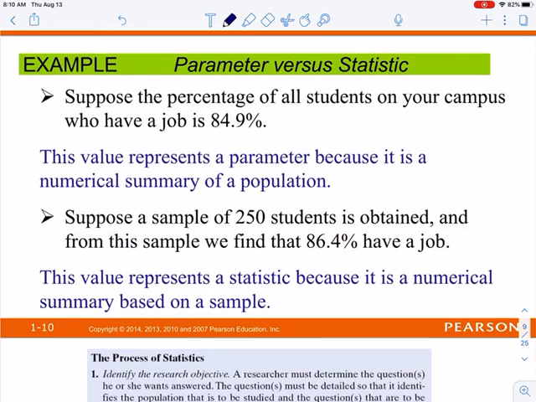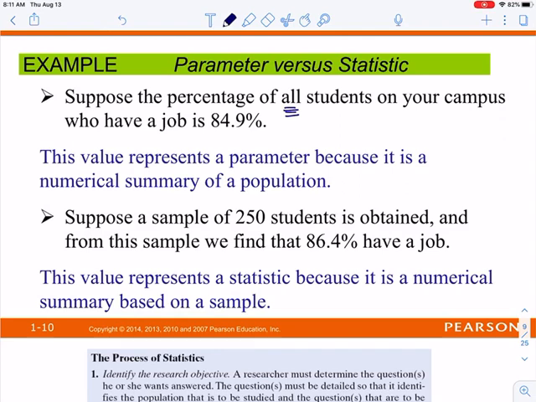So let's talk about some examples so you can see the difference of exactly what a parameter and a statistic are. Suppose that the percentage of all students on your campus who have a job is 84.9%. In this particular case, this value represents a parameter because it's a numerical summary of a population. Because again, you're talking about all the students on your campus. So that's going to be parameter, population.